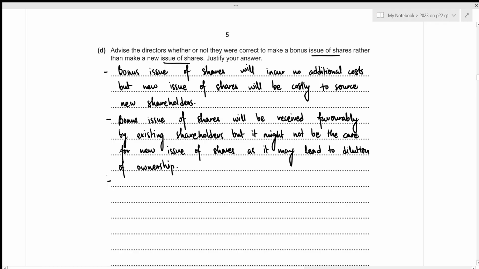The next thing that we can write about is that bonus issue is being funded by our reserves. So there will be no cash inflow from our bonus issue, but if we're talking about new issue of shares, it will definitely raise new finance since the shareholders will be investing money into the business.